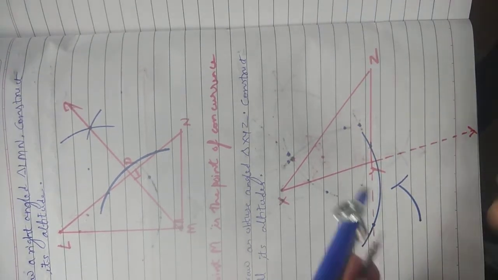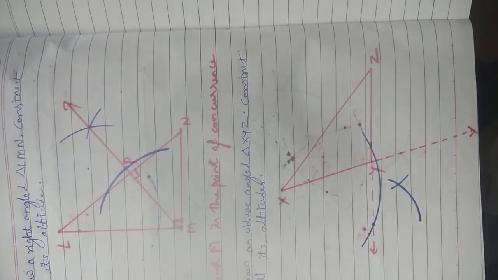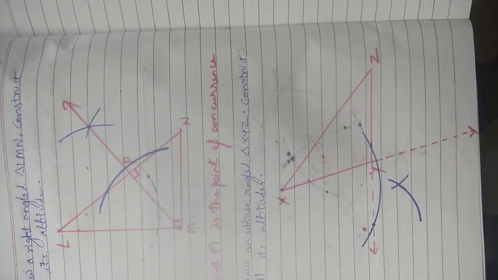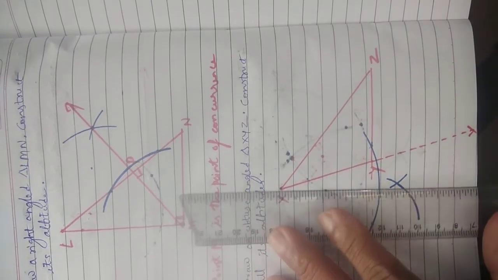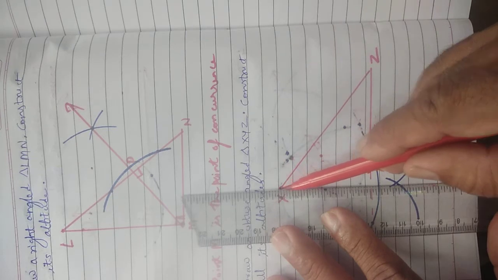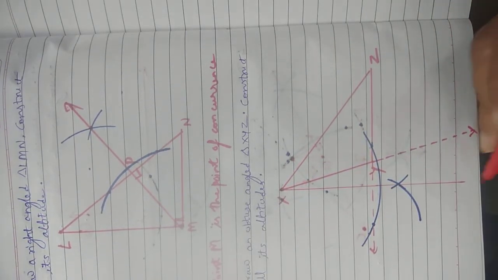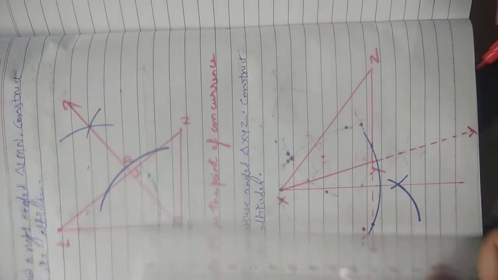Okay, so it is not intersecting in this first case, so I will extend. Okay, so you can see the point of intersection of the two arcs. Now I will join this. Okay, so point X and this point of intersection I will join. Okay, so extend it down here.